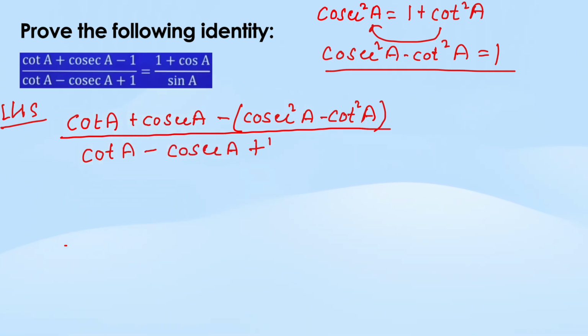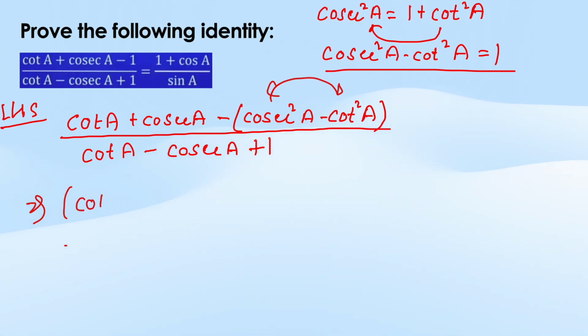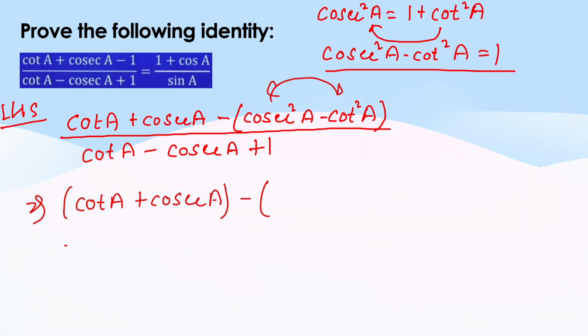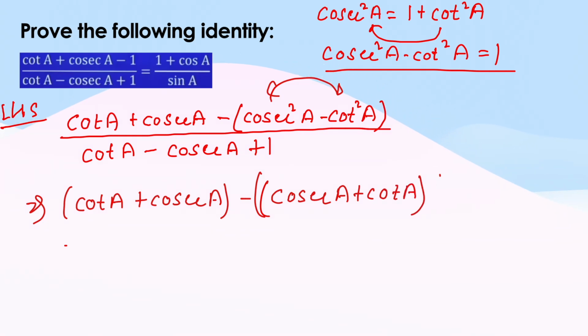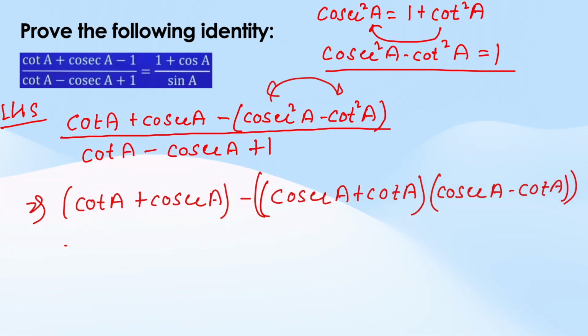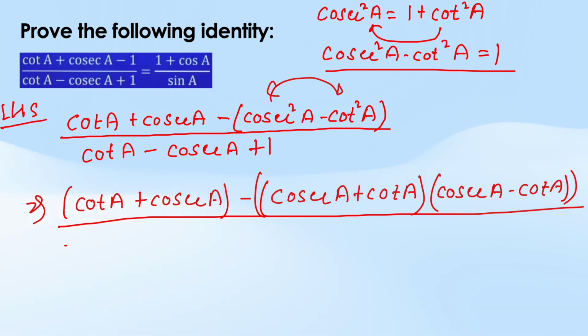Cot A minus cosec A plus 1. Now, next step, just change this a square minus b square, write it as a plus b, a minus b. So cot A plus cosec A minus, in this place I can write a plus b and a minus b. So cosec A plus cot A into cosec A minus cot A. Clear? Divided by cot A minus cosec A plus 1.